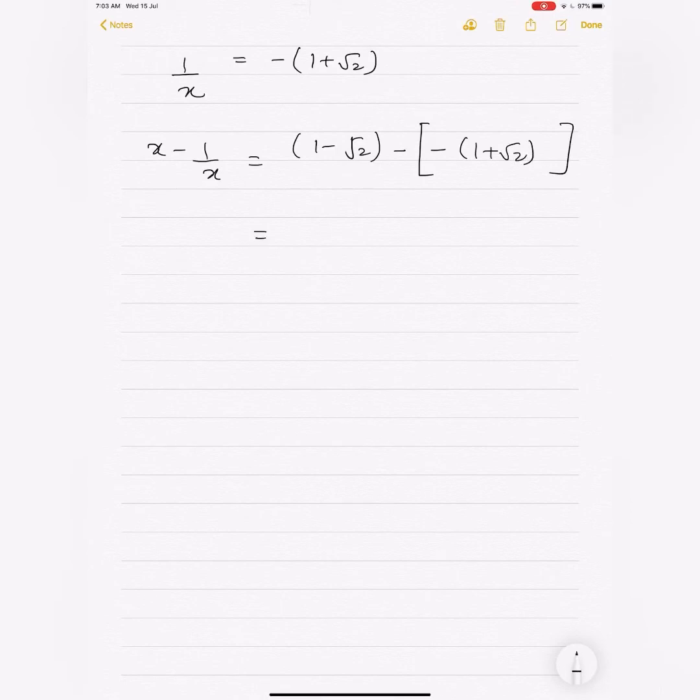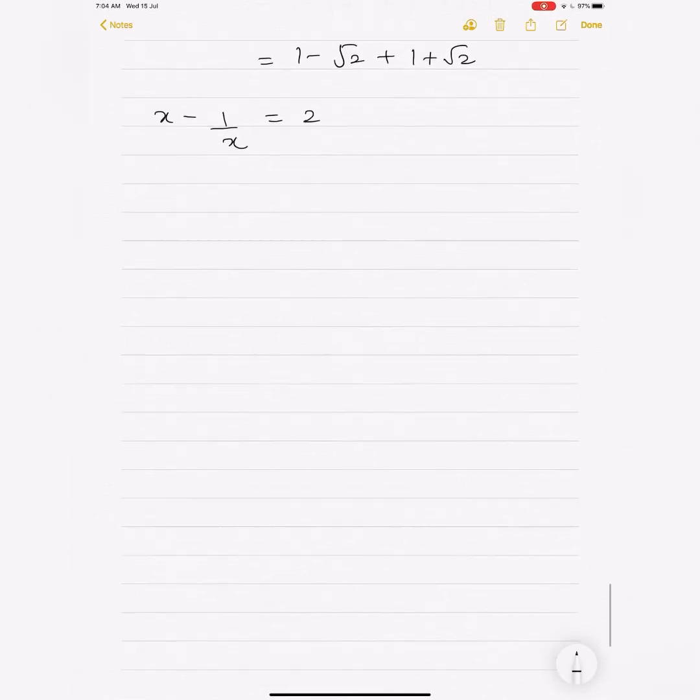Let's open the brackets now. 1 minus root 2 minus into minus plus 1 plus root 2. Again open the brackets further. So 1 minus root 2 plus 1 plus root 2. So what will that become? 1 plus 1, 2. Now this is the value of x minus 1 upon x, but you want to find its cube.